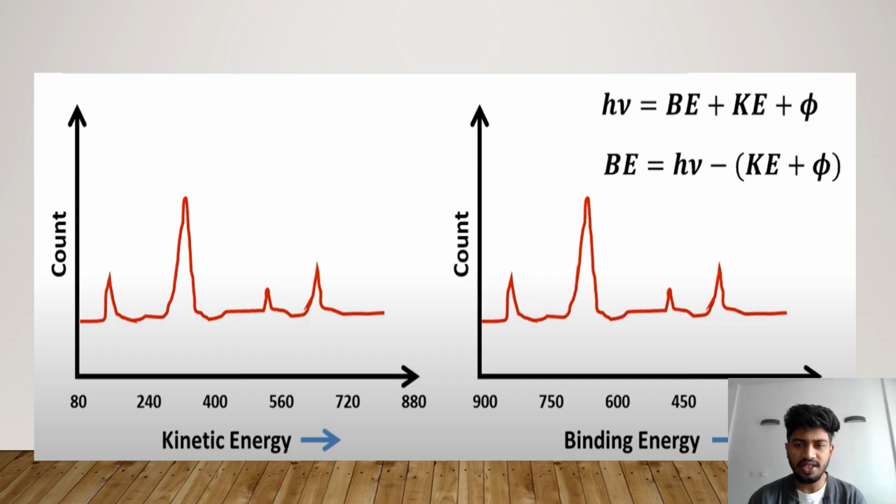Here you can see that if the kinetic energy is increased, then the binding energy will be decreased, and vice versa. So by this we can calculate the binding energy as well. And here you can see the binding energy graph as well, which is a combination of count of electrons and binding energy. Here you can see it is decreasing.